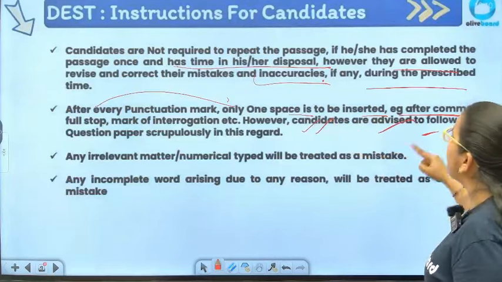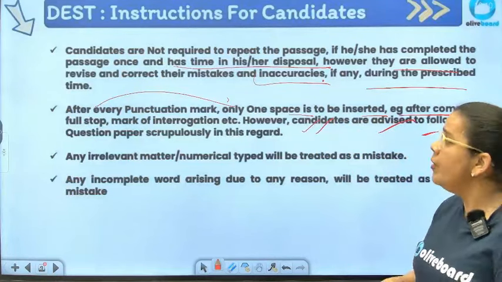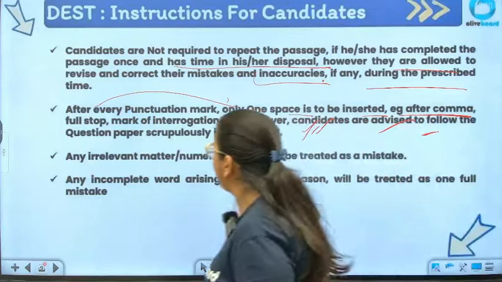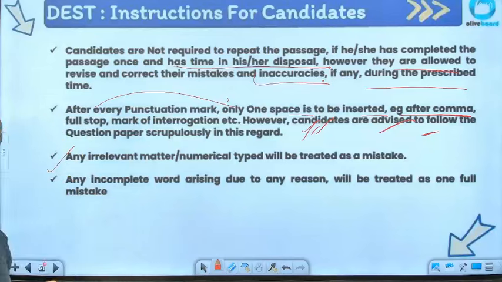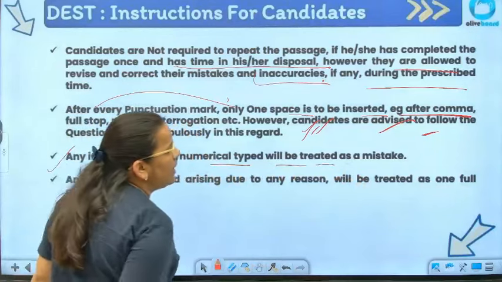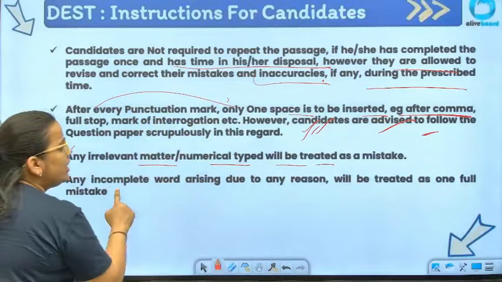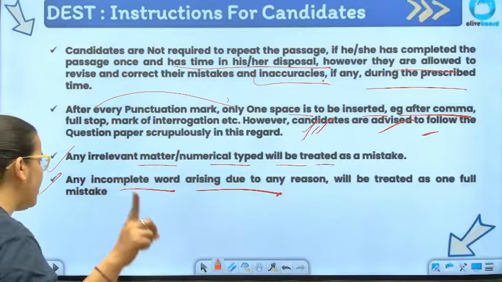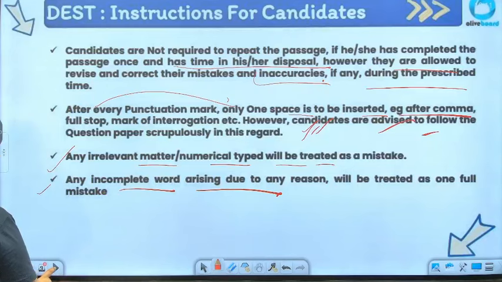However, candidates are advised to follow the question paper scrupulously in this regard. Any irrelevant matter typed will be treated as a mistake. Any incomplete word, arising due to any reason, will be treated as one full mistake.